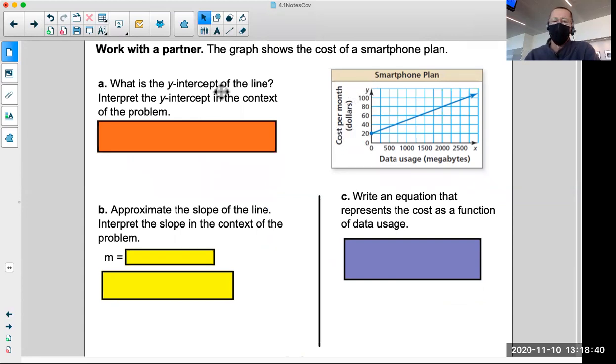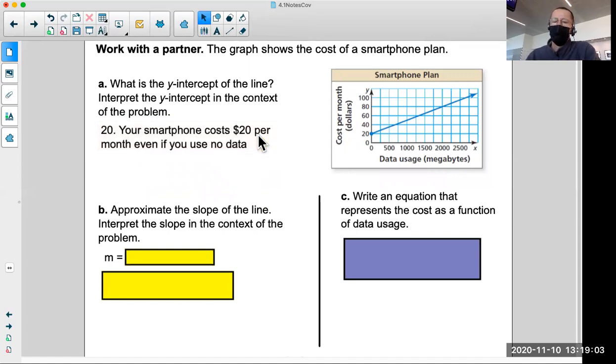So what's the y-intercept of the line? Where does this ray, notice it doesn't go into the second, third, or fourth quadrants, where does it cross the y-axis? Okay, (0, 20), so it's 20. What does that mean? Think about what that means in terms of data usage and costs. Hopefully you said it means $20 for your smartphone if you use 0 data. In other words, you don't use it at all, or you're only using Wi-Fi.